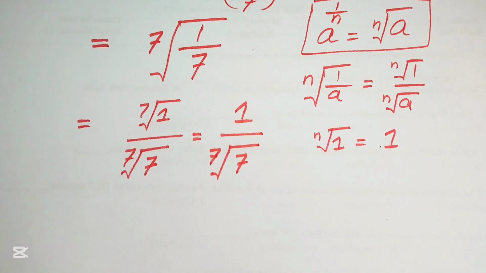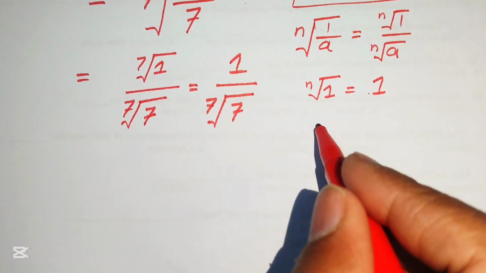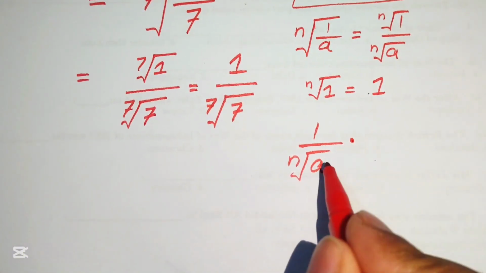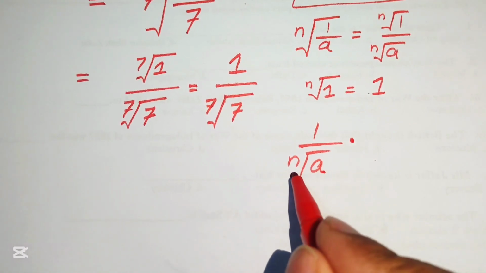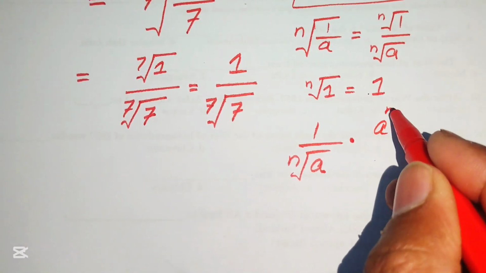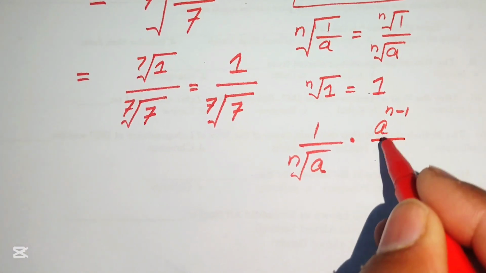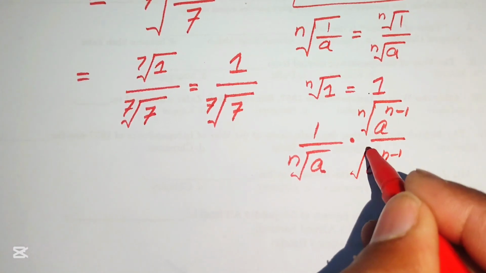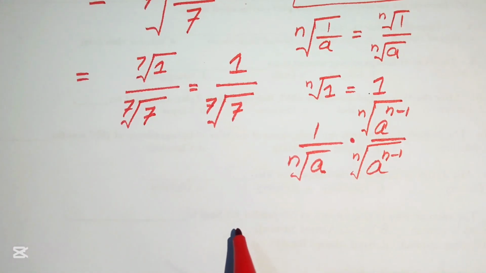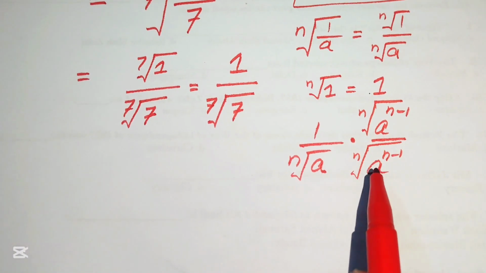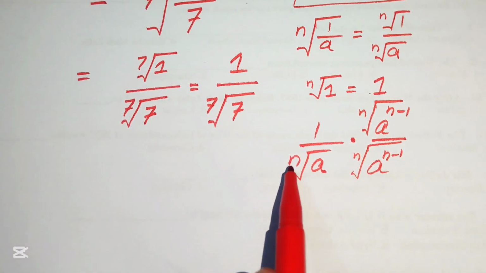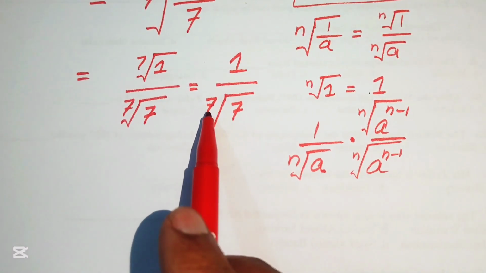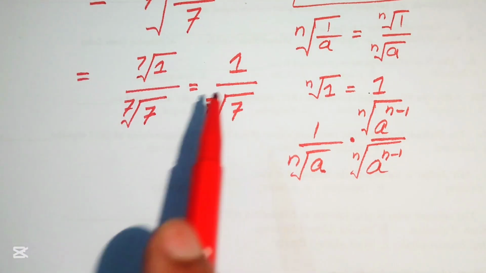Further, we apply another radical law. If we have 1 over nth root of a, we multiply and divide this expression by the nth root of a to the power of n minus 1, and similarly the nth root of this term. This is possible because we can multiply this term and divide by this term. Just focus on the root: this is the nth root, then we use a to the power of n minus 1. Here you have the 7th root, then we multiply by 7 to the power of 7 minus 1.